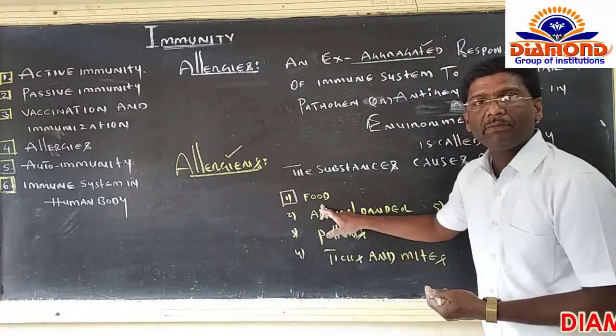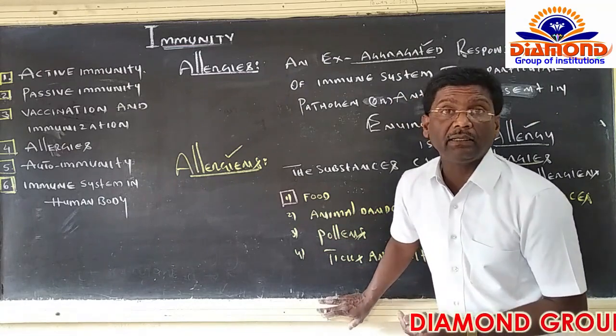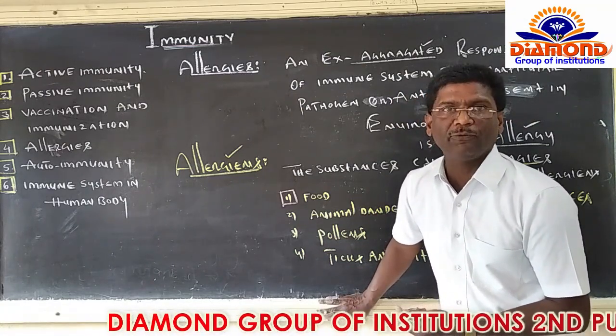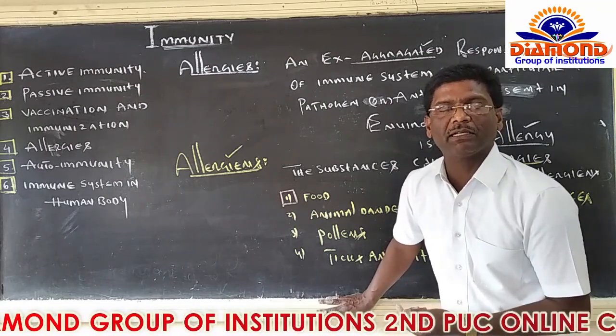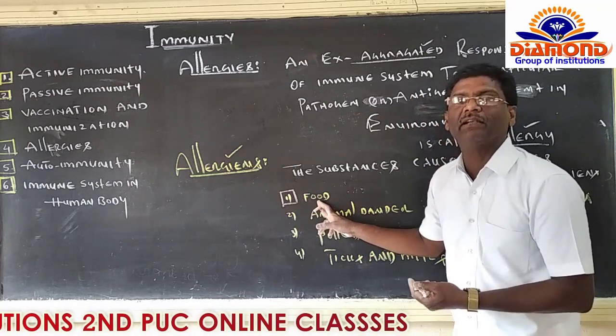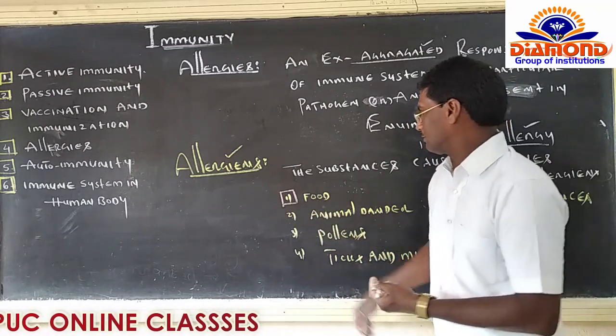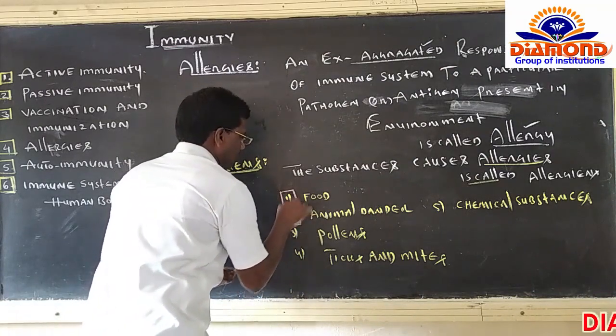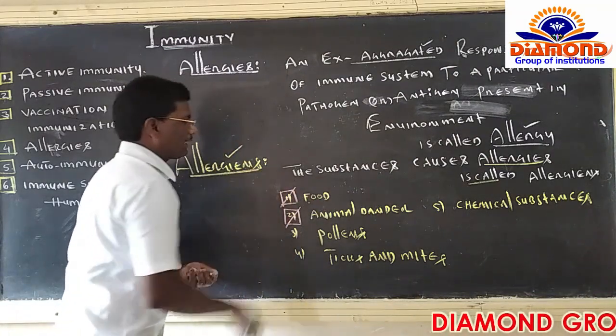Sometimes looking at the smells of food material, especially non-vegetarian food, either fish, mutton, or chicken, somebody may vomit immediately. That's also one kind of allergic reaction, right? So food is responsible for allergic reaction. So food becomes an allergen here.